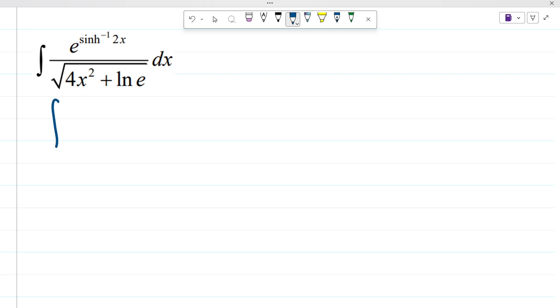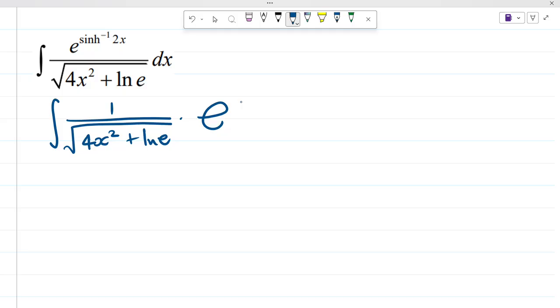So what I'm gonna do here is to do this. So I'm gonna have my 1 over, okay, what's the first step? Oh, I'm gonna take the e out. Okay, so let me not complicate things. 4 plus ln of e multiplied by e to the power hyperbolic sine inverse of 2x dx.